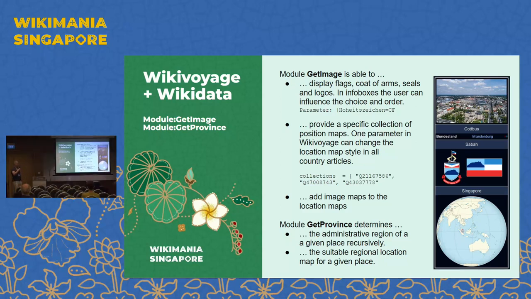Yeah, we have special modules for getting images to be put in the info boxes. If you want these flags or coat of arms or seals, you can easily just use the first letter if you write in your info box.